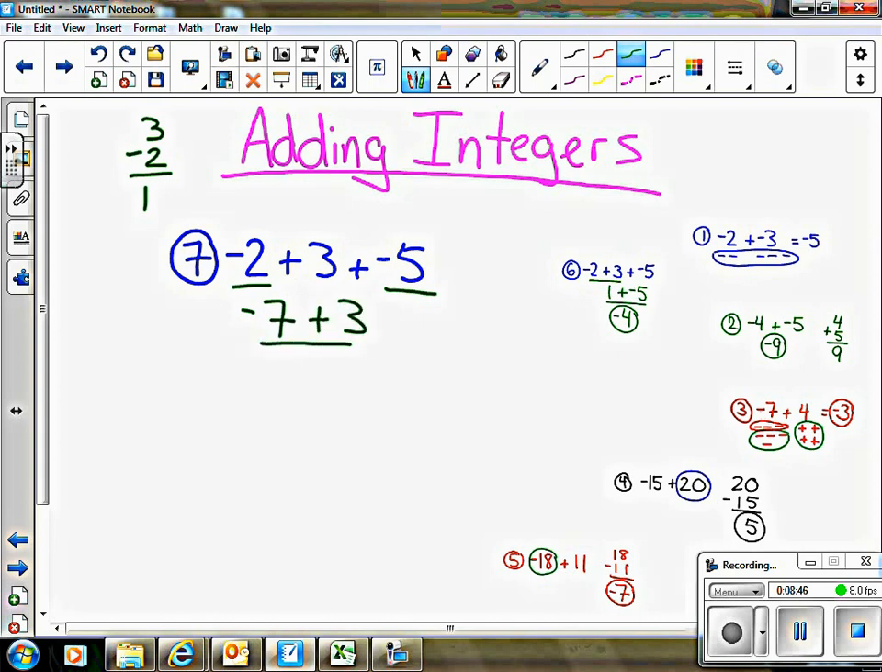And now, negative 7 plus 3, I know that I'm going to have to subtract or find the difference between my absolute values. 7 minus 3 is 4. And since my larger number is the negative 7, I'm going to make this a negative 4. And as you can see, we get the exact same answer in both cases.